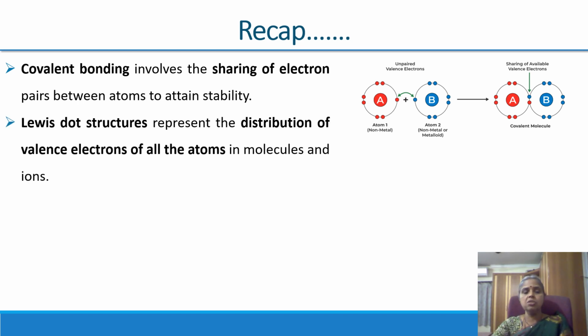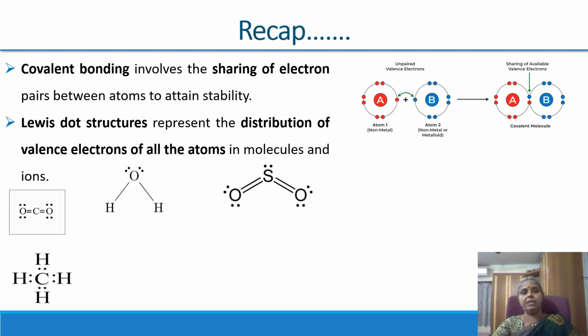Then we have also learnt to draw the Lewis dot structures. Electron pairs are shared between atoms, but if you want to show how the electrons are distributed in the valence shells of all the atoms in the molecule, we make use of the Lewis structure. So, the Lewis dot structures are used to depict electron distribution in molecules. They focus only on the electron distribution in the valence shell of the bonded atoms. Here some examples are also shown.